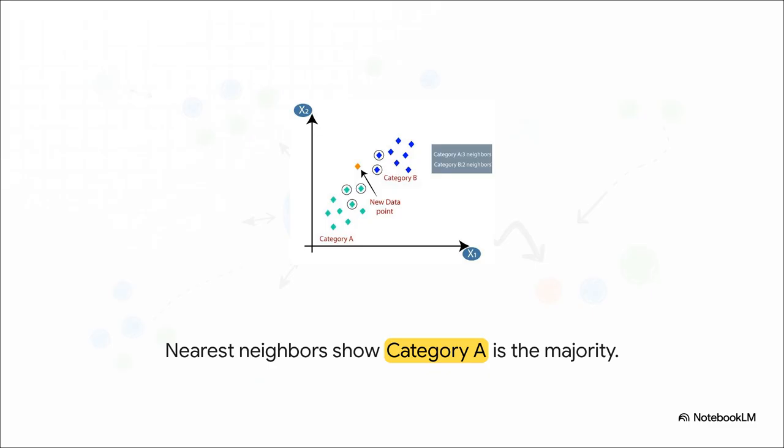After calculating all those Euclidean distances, we isolate our 5 nearest neighbors. Then, we simply count them up. 3 are from category A and 2 are from category B. Because the maximum number, the majority, is from category A, our new orange data point is definitively assigned to category A. And just like that, step 6, our model classification is ready and complete.